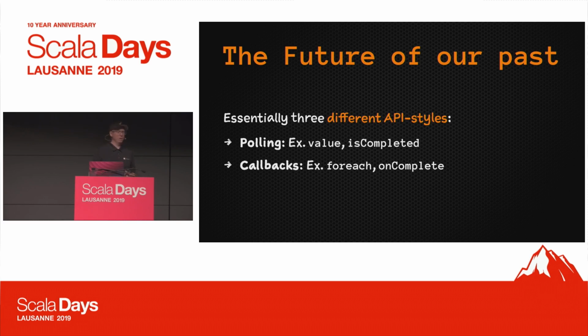But beyond polling and callbacks, we also have transformations. Transformations that you have probably used many, many times, like mapping over a future or recovering from a failure on a future. So three distinct APIs in one. Sometimes you need one of them, the other time you need another. So they're all necessary, some for interoperability and some for just having clean code or having code that you can reason about.